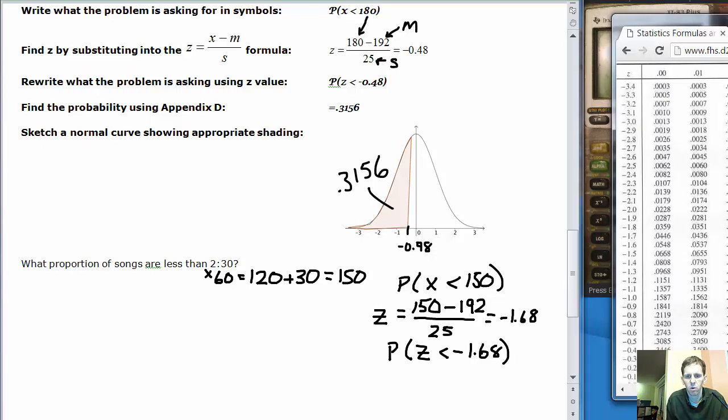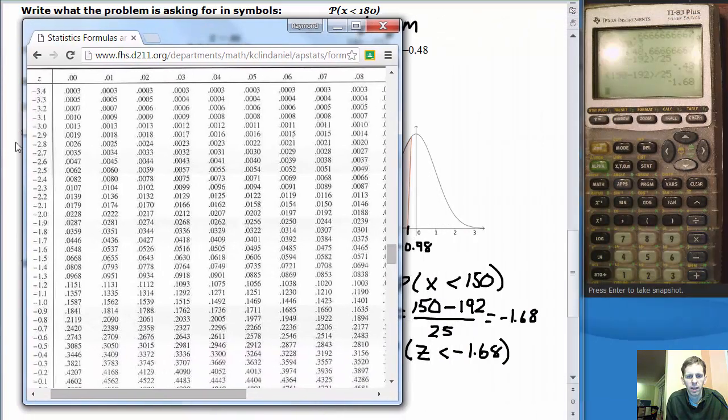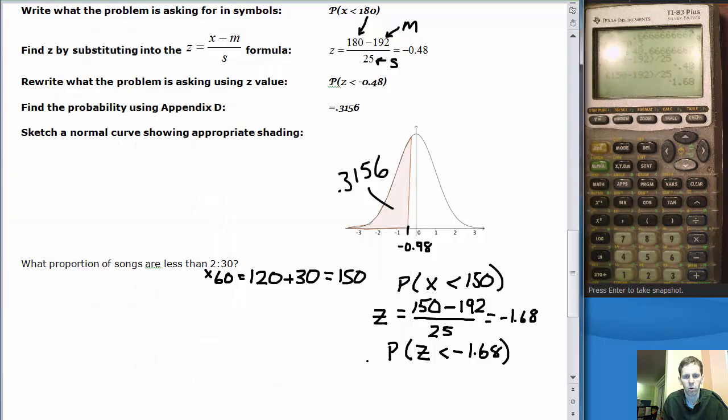To find this value, we're going to bring in our table here. Z is less than negative 1.68. Here's negative 1.6. We go across to 0.8. It's 0.0465, which is this value right here. So there's our answer, 0.0465.